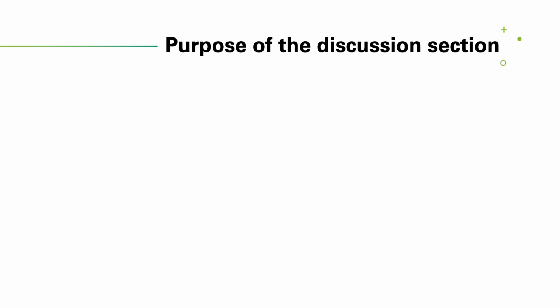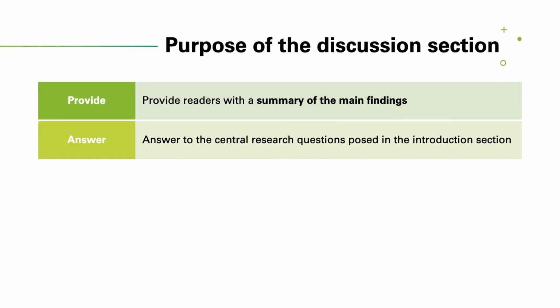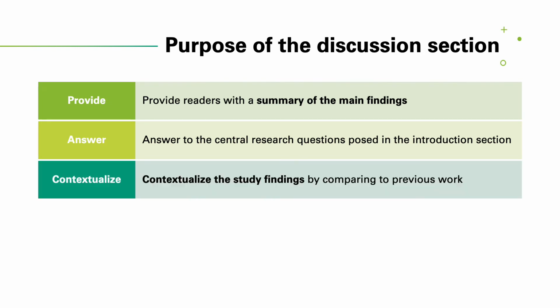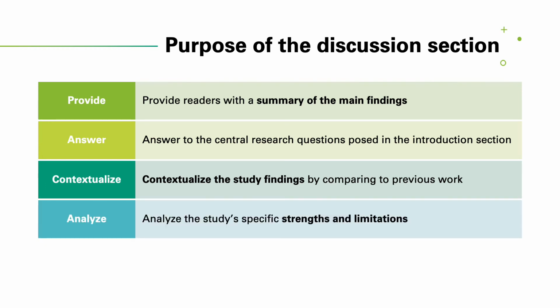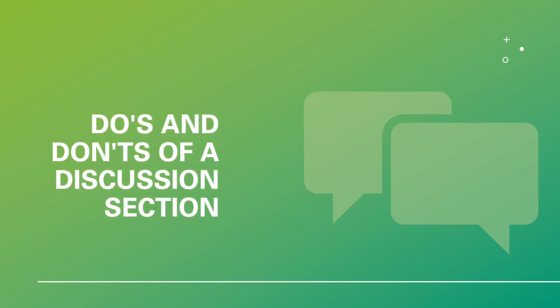As a recap, the purpose of the discussion section is to provide the readers with a summary of the main findings, and based on these, answer the central research questions posed in the introduction section, and to contextualize the study findings by comparing them to previous work, to analyze the study's specific strengths and limitations, and through this process, expand on the study findings to provide the significance and implications of the study and offer future directions in a specific research area. The following are some additional do's and don'ts when writing the discussion section.